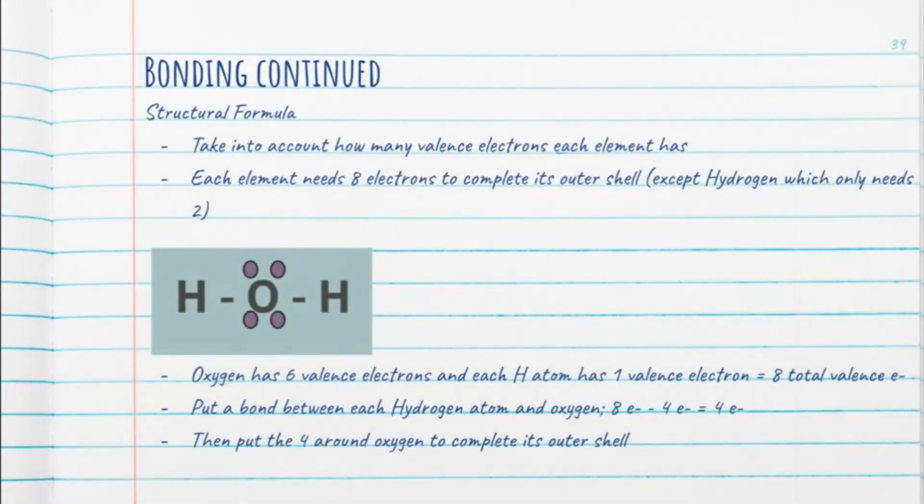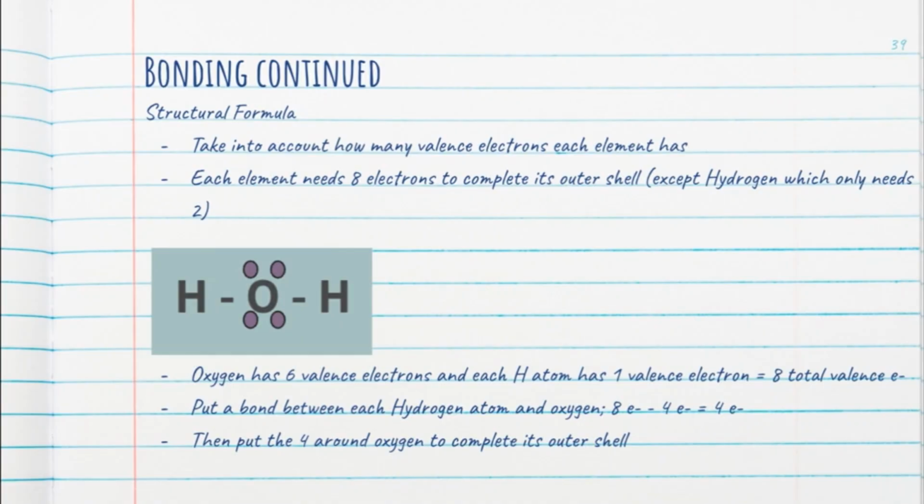When drawing the structural formula of compounds, you must take into account how many valence electrons each element has. Each element needs 8 electrons to complete its outer shell, except hydrogen, which only needs 2. So in H2O, oxygen has 6 valence electrons, and each hydrogen atom has 1 valence electron, which means that there are 8 total electrons that we have to distribute.